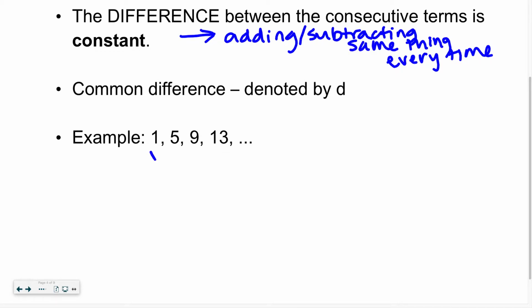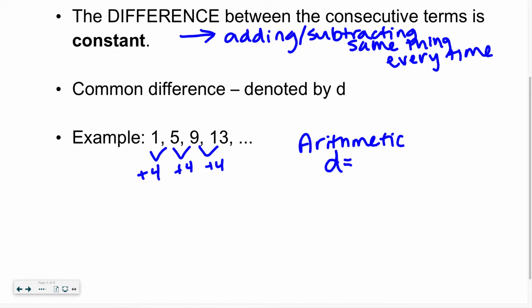So if you can recognize some plus or minus, and it has to be consistent for all the terms presented to you, then we can say it's arithmetic. Okay, remember tomorrow we'll add to the list geometric, so we'll be able to say arithmetic, geometric, or neither. And then we can say that d is 4.